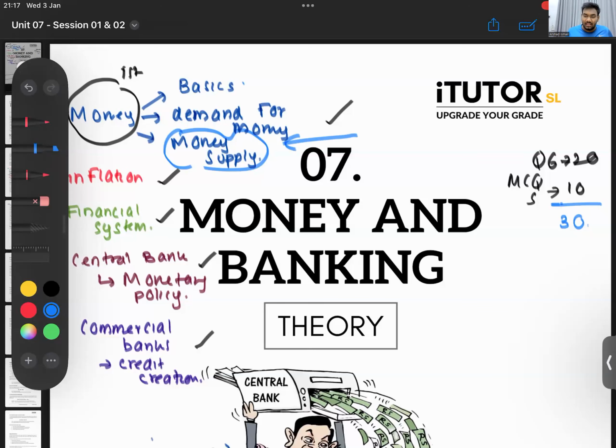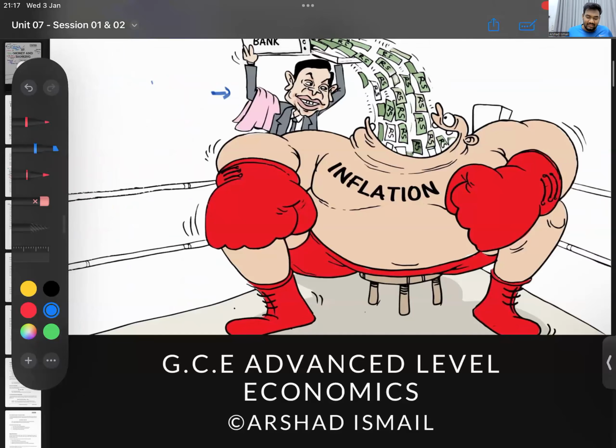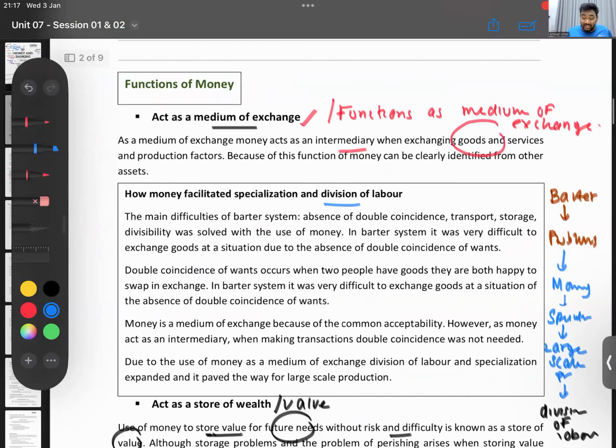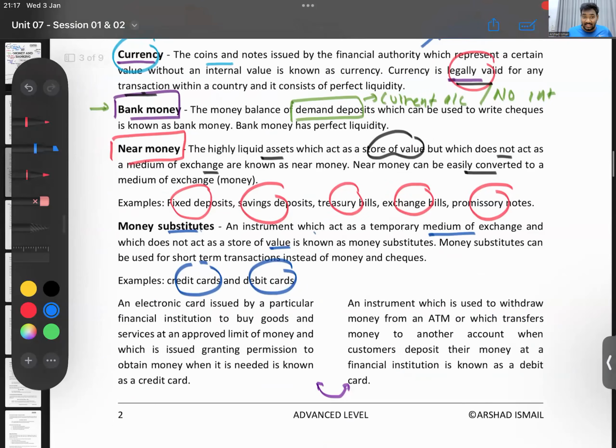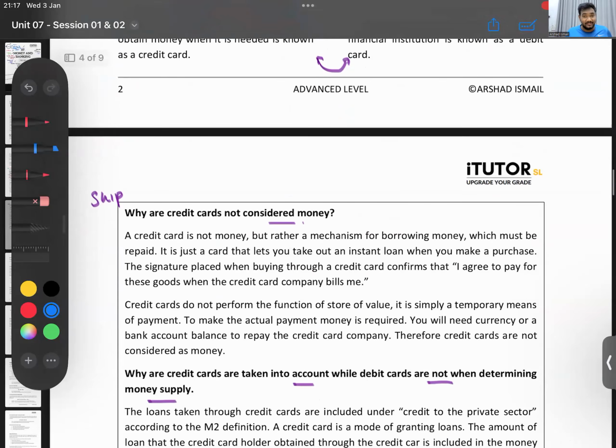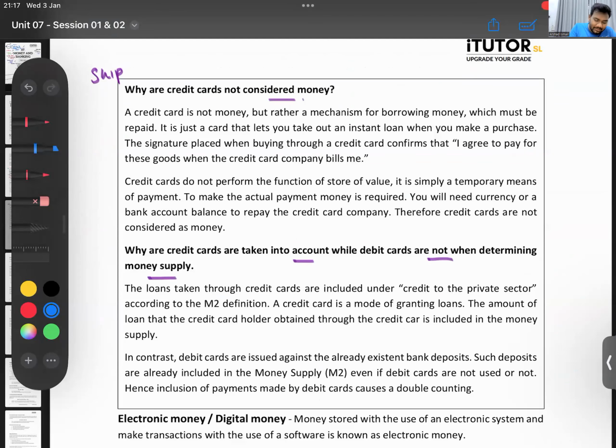Debit cards can be used anywhere? Not anywhere, some places don't take debit cards. That's also there, so you can't say debit cards can be used anywhere. Okay, so this part I will skip. Can you all please remind me to come to this after I do money supply? Can you make a note and remind me so that I don't forget this part.